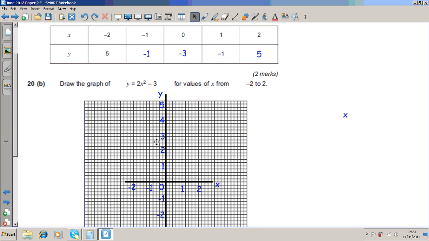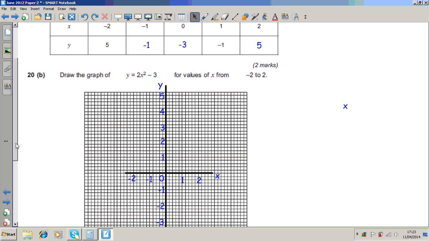Now they haven't given you the axis, so I've drawn the axis on as best I can. And you've got yourself minus 2 to 2 on your x direction, make sure they're evenly spaced, and then 5 down to minus 3 in the y direction. Again, make sure they're evenly spaced all the way down.